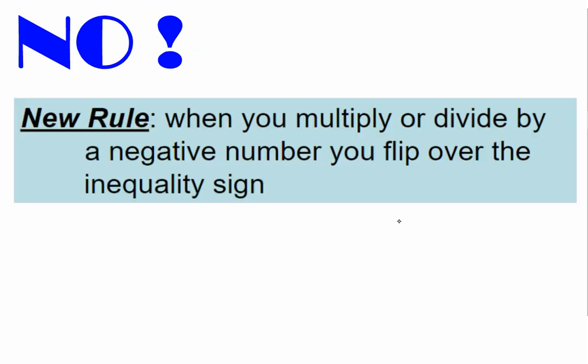What changes is we have to remember the new rule that came into play with inequalities. When you multiply or divide by a negative number, you flip over the inequality sign. The reason that occurs is because, remember, a negative sign means the opposite of. So when we multiply or divide by the opposite of something, instead of it being less than, it becomes greater than, or instead of greater than, it becomes less than. So we want to keep that in mind about inequalities.